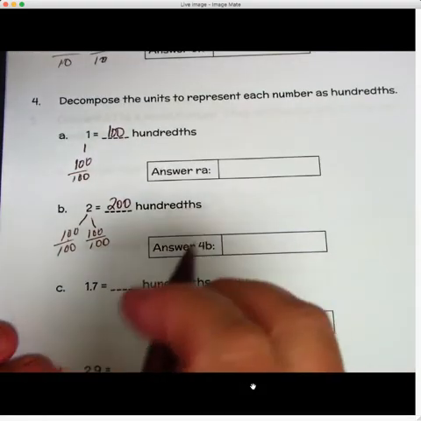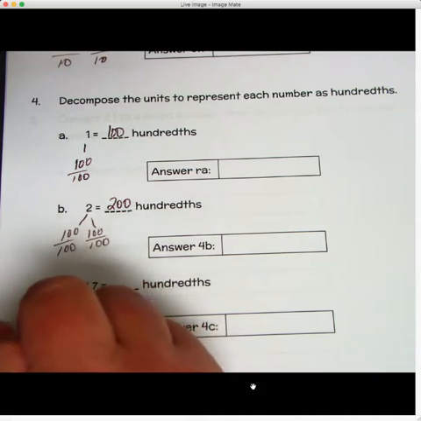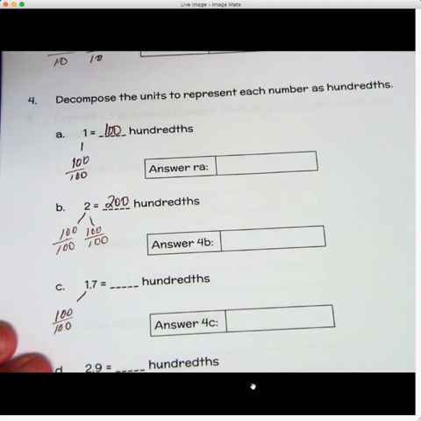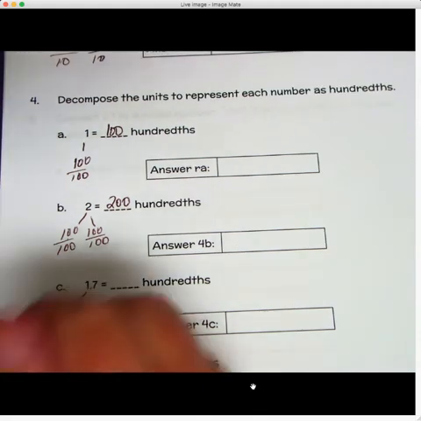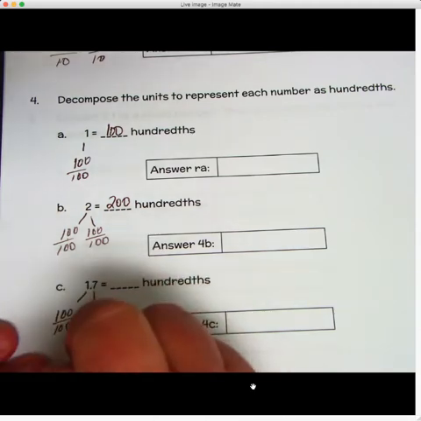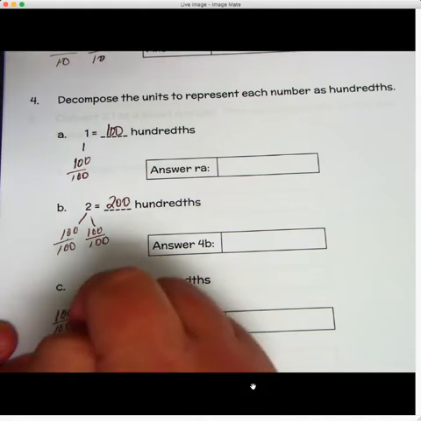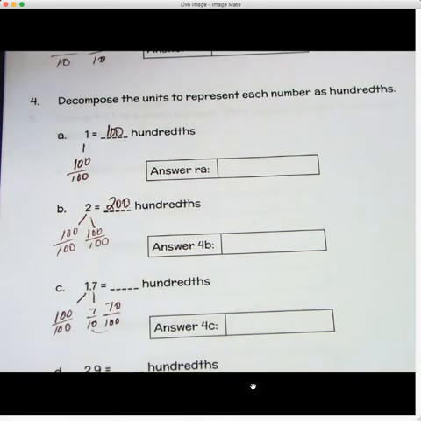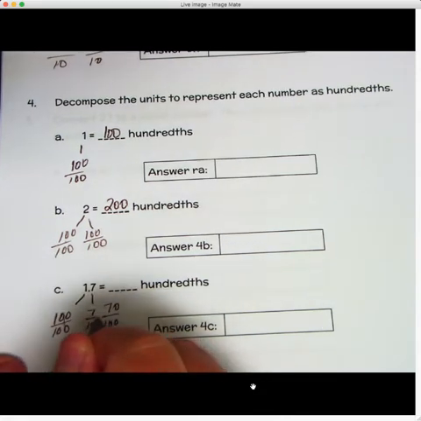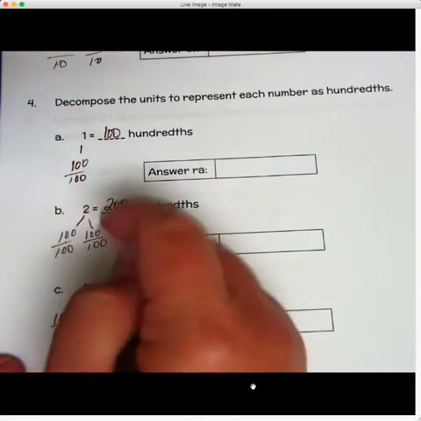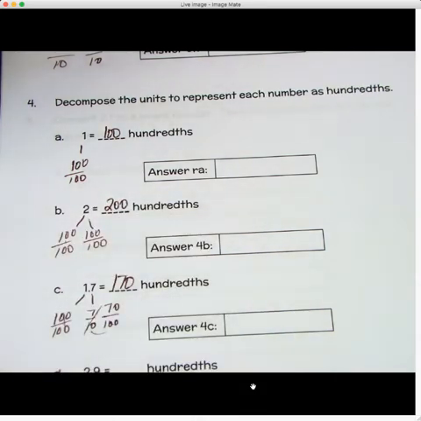1.7, 1 and 7 tenths, excuse me, that's going to be 100 hundredths. There's 1, but this is 7/10. That's a problem, isn't it? So I've got to turn 7/10 into hundredths to see how many hundredths 7/10 is. Well, 10 times 10 is 100. 7 times 10 is 70. The multiplication is easy on this. So I have 100 hundredths plus 70 hundredths. So I have 170 hundredths.